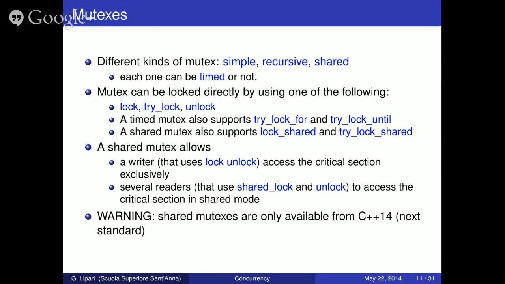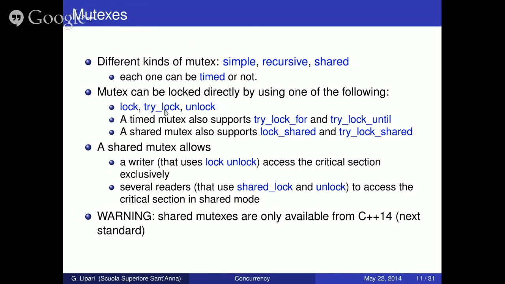Usually you can lock a mutex directly, for example, by using lock and unlock directly on the mutex, or you can use one of the guards like unique lock that we have seen before. So let's try first to see this lock and unlock. You can actually also use try lock. That means you try to lock, but if it is not possible, then you return with an error.